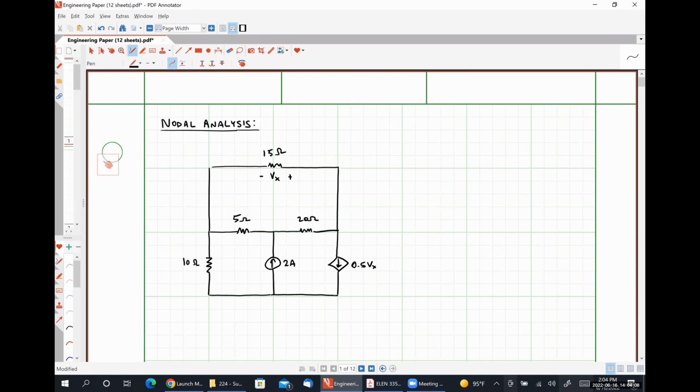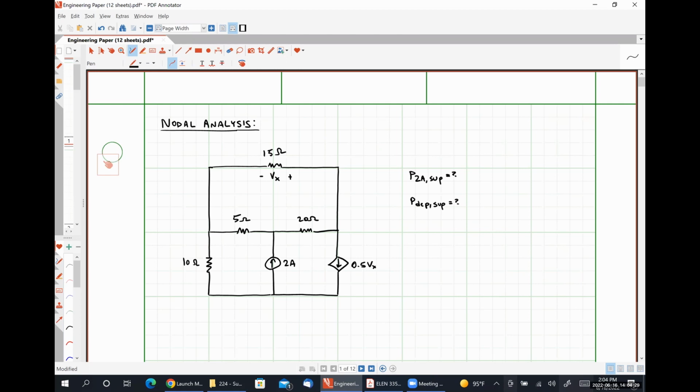And what I would like us to determine is the power supplied by the 2 amp source and the power supplied by our dependent source.